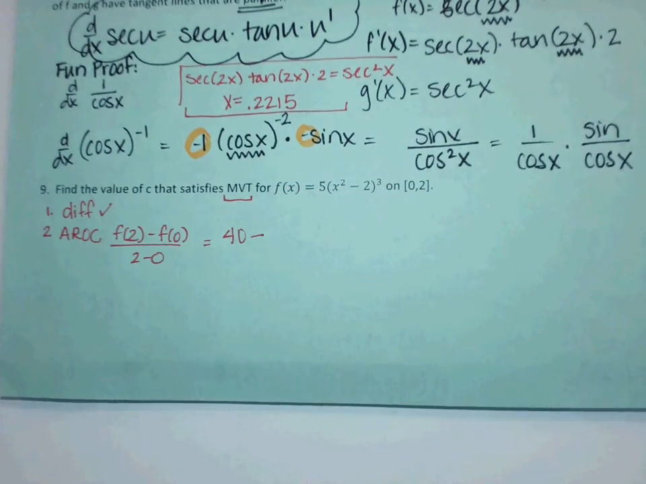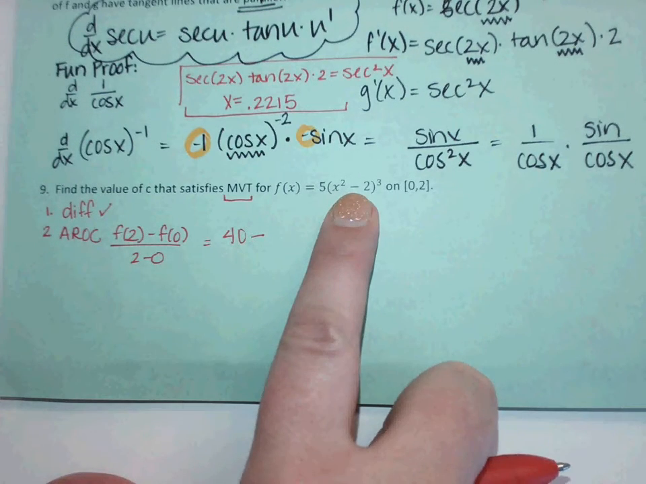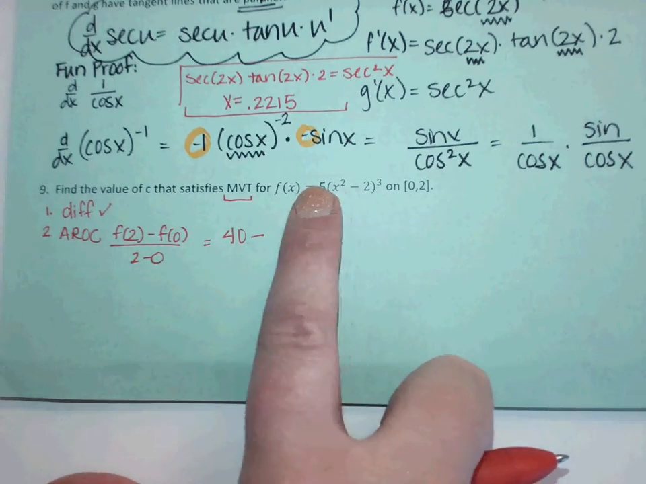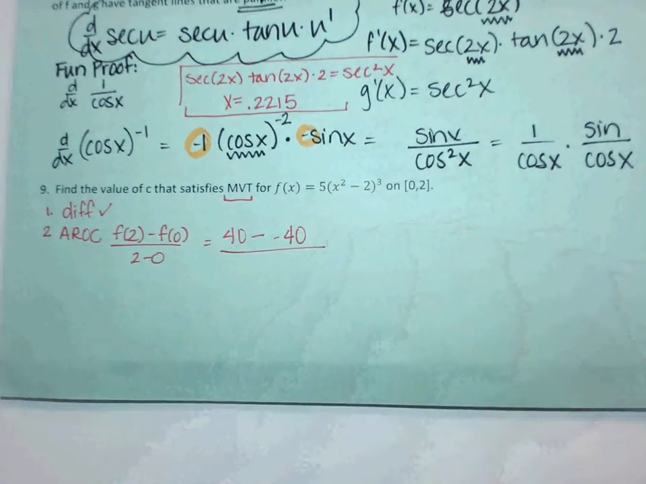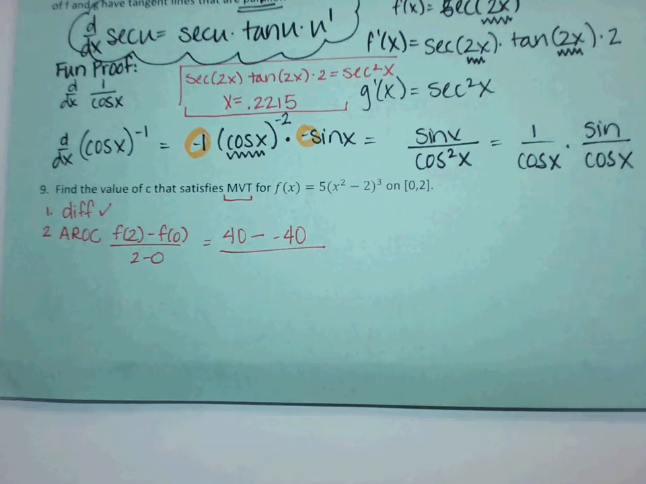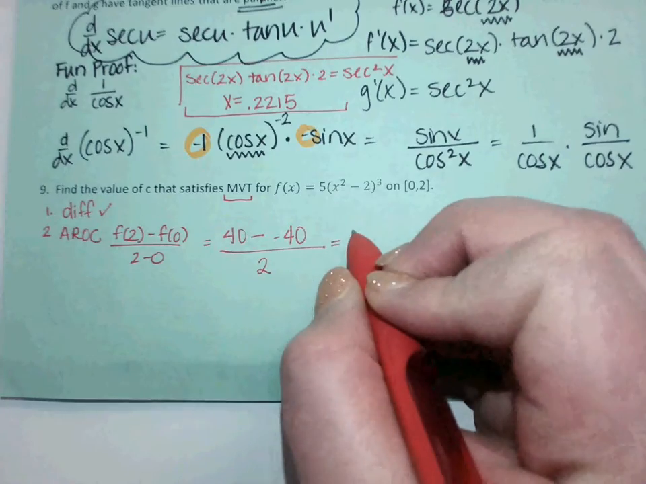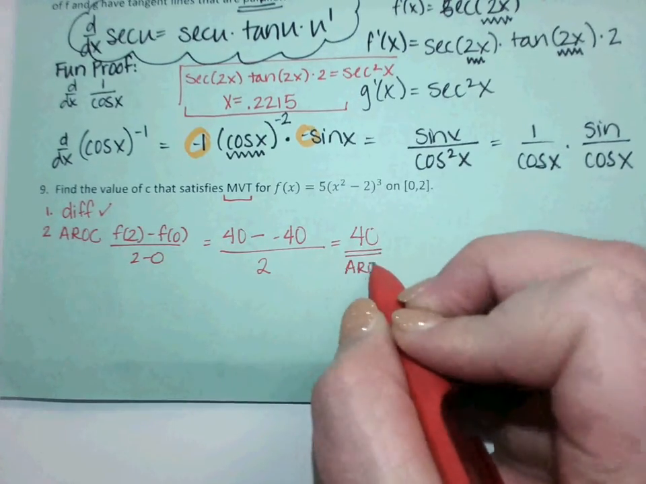minus. Okay, next I'm plugging in 0. What's 0 minus 2? Negative 2 cubed. Negative 8 times 5? Negative 40. So really that's a plus. 40 plus 40 is 80, and 80 divided by 2 is 40. That is my average rate of change.